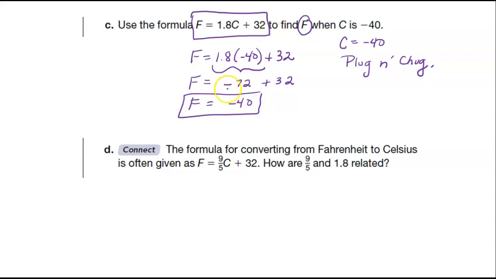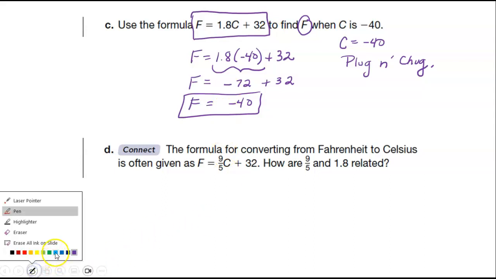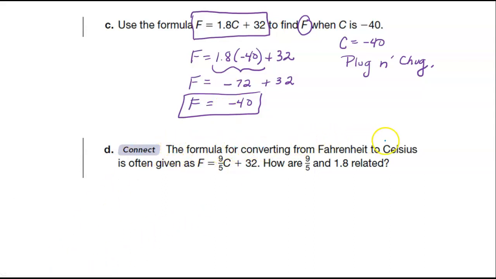All right, next one. The formula for converting Fahrenheit to Celsius is often given as this. How are 9/5 and 1.8 related? Well, let's see. If I go ahead and divide 9 by 5, 9 divided by 5 is 1.8. So really, this is just the fraction version, and that's the decimal version.